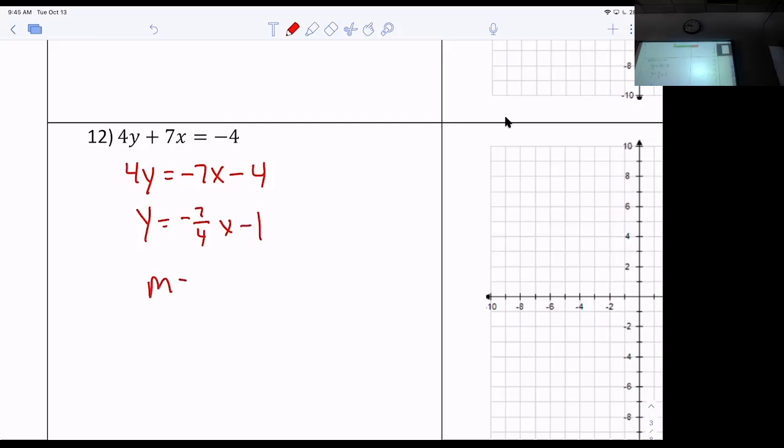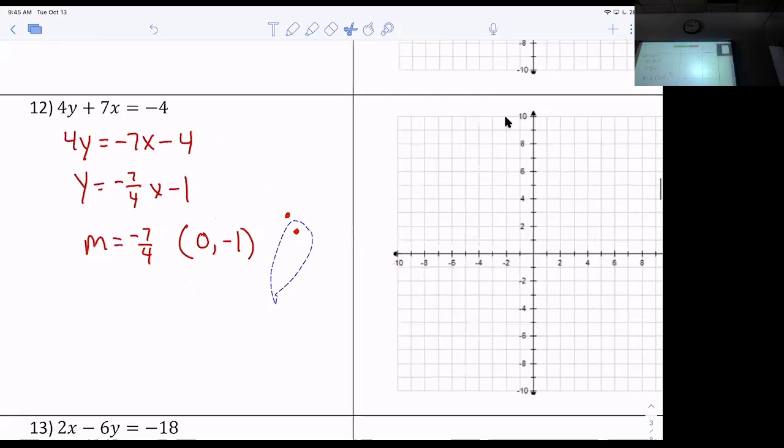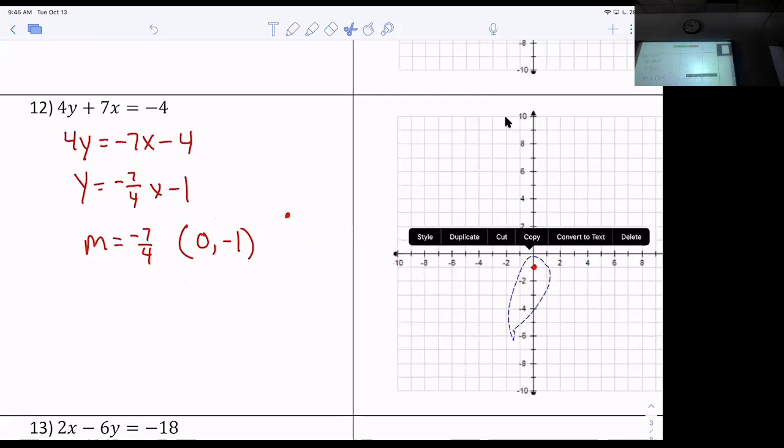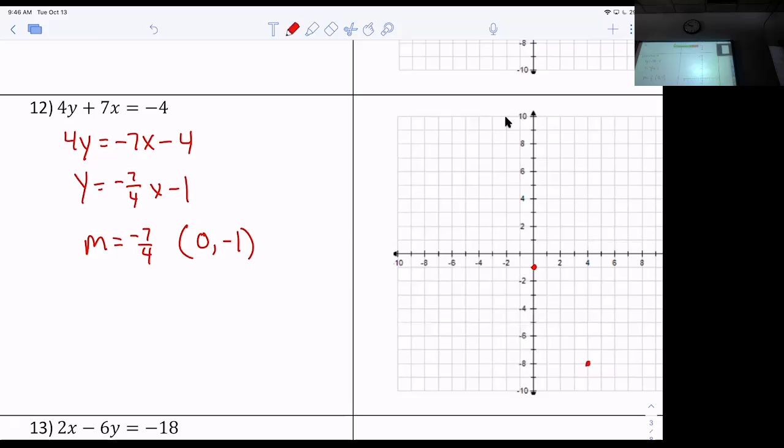Beautiful. So now what's my slope? No, what's the slope? Tell me. -7/4. And what's the y-intercept? 0 and -1. All right, now we're in business. Now what? Well, then you go to 0 and -1, and then you go down 7. Easy as that. Very nice. Sounded really good.